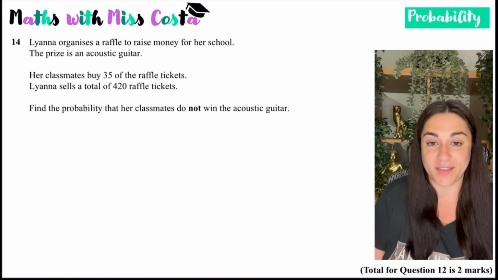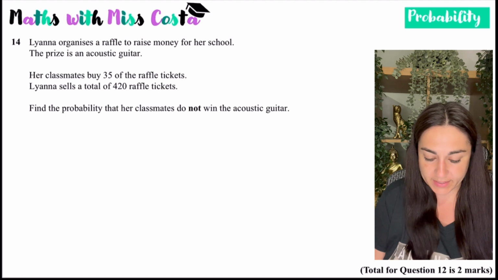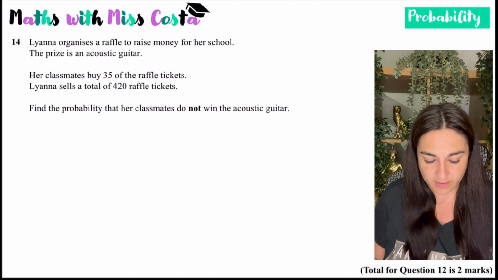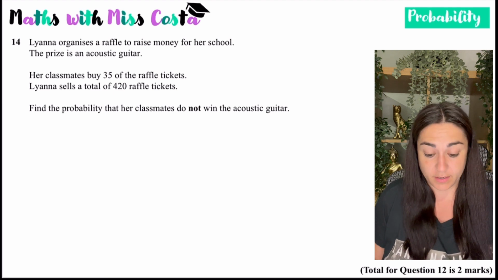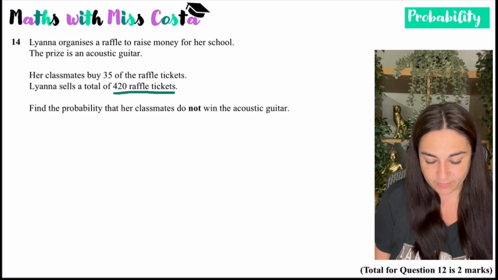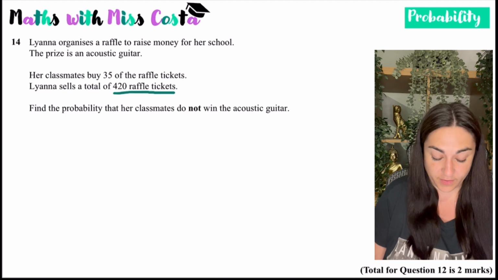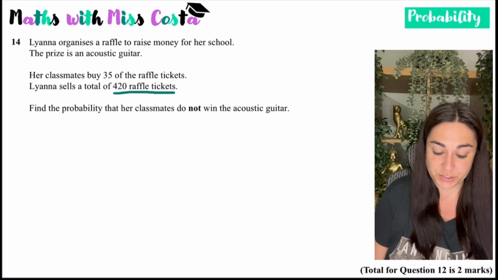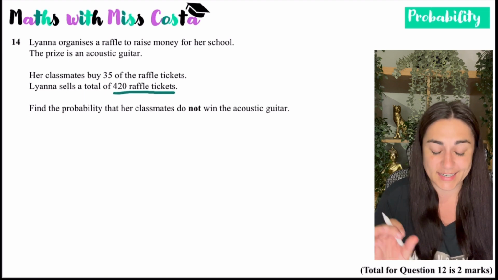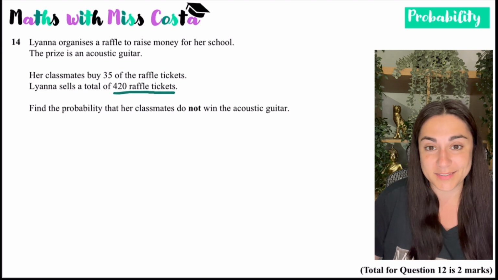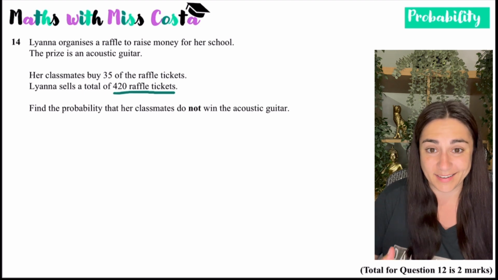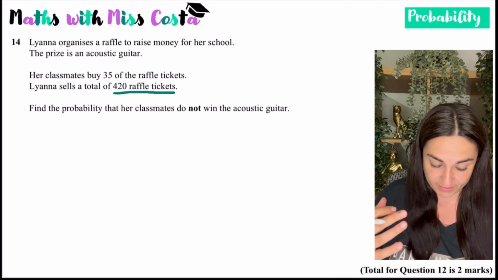Okay, next I'm told that Leanna organises a raffle to raise money for her school. The prize is an acoustic guitar. Her classmates buy 35 of the raffle tickets and she sells a total of 420 raffle tickets. I then need to find the probability that her classmates do not win the acoustic guitar. So remember, if anything is highlighted in bold, it means read carefully, because it's a place where people frequently make a mistake because they don't read it carefully.